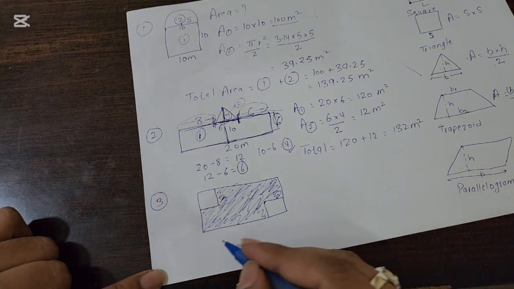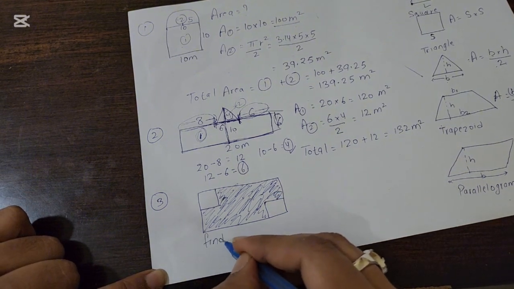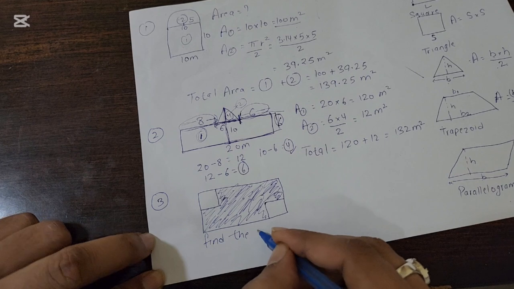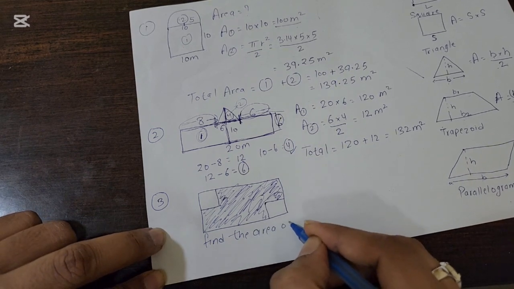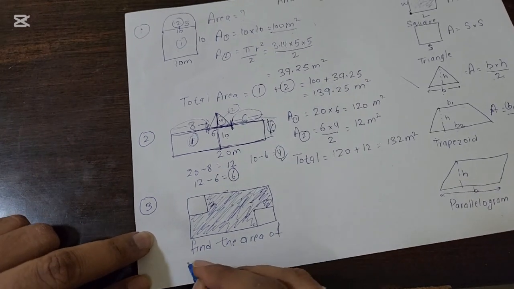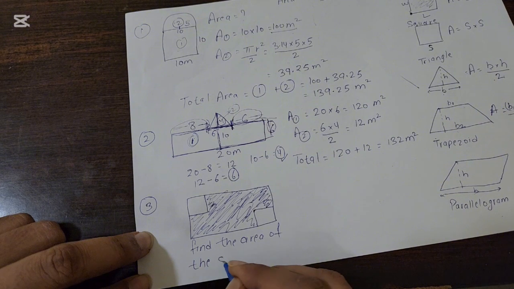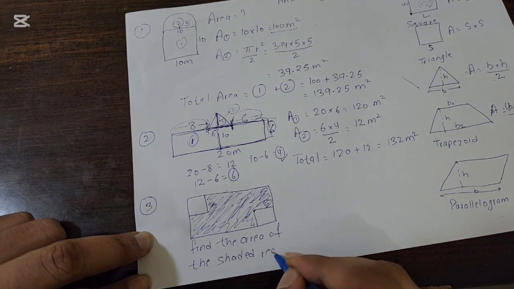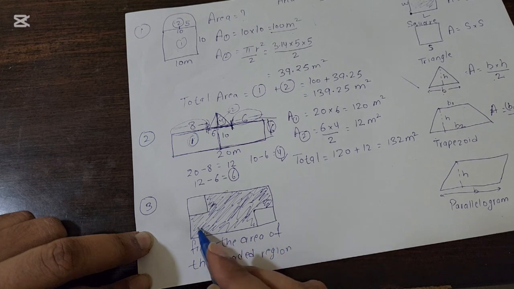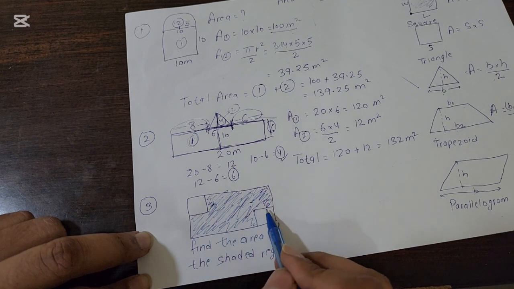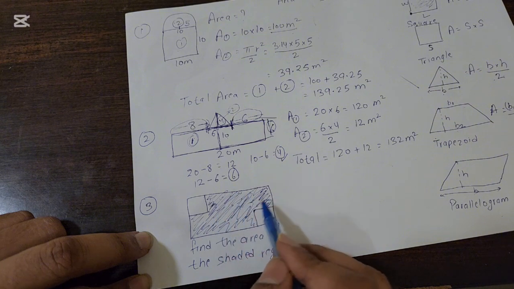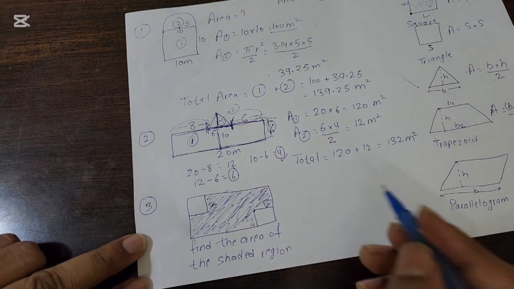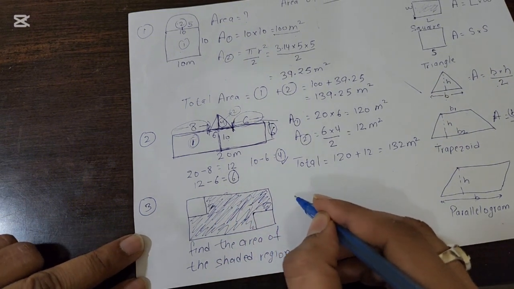Okay. In this question, he asks you to find the area of the shaded region, or the colored region, or the blue region, whatever he will give. That means I need the area of only this part, this much area inside that I have colored. Now how will I find this? We have to use the brain.